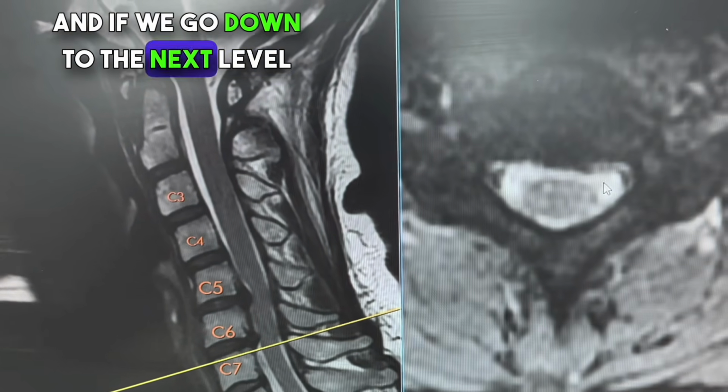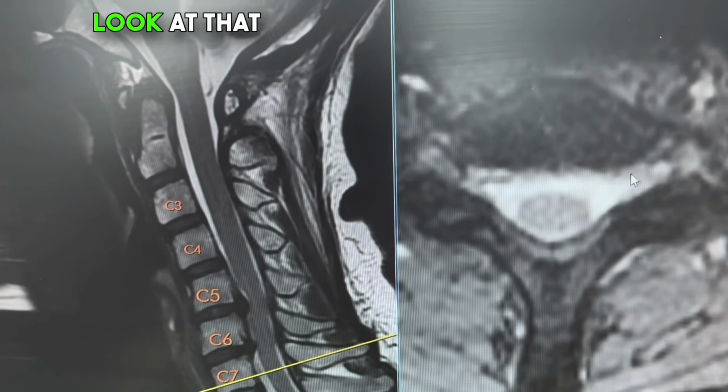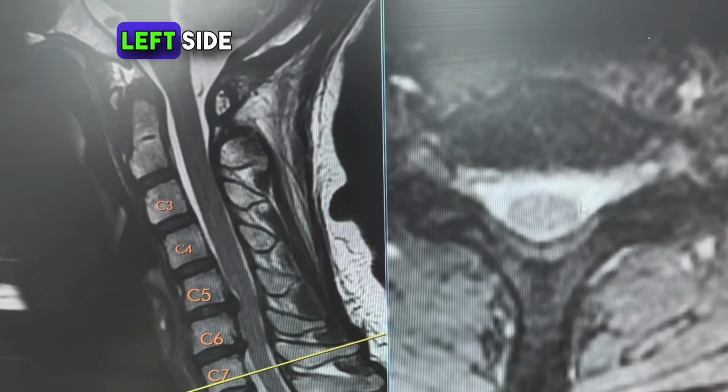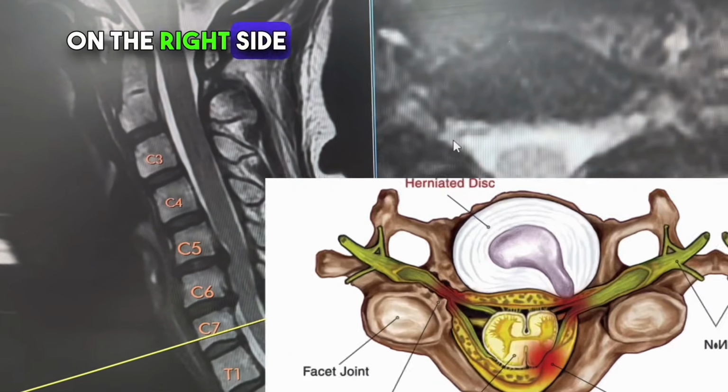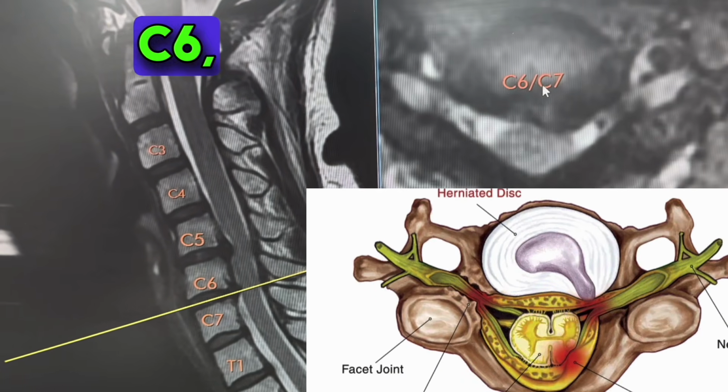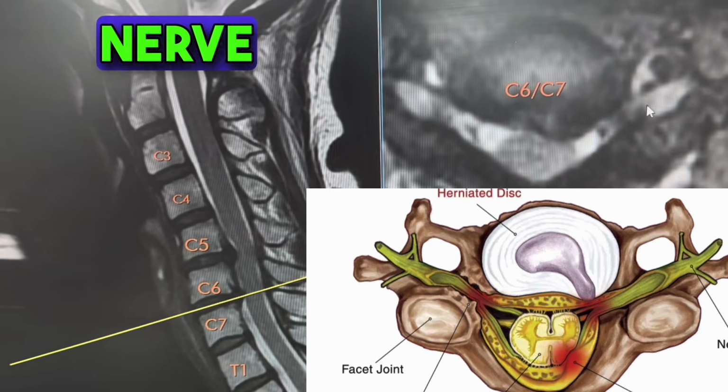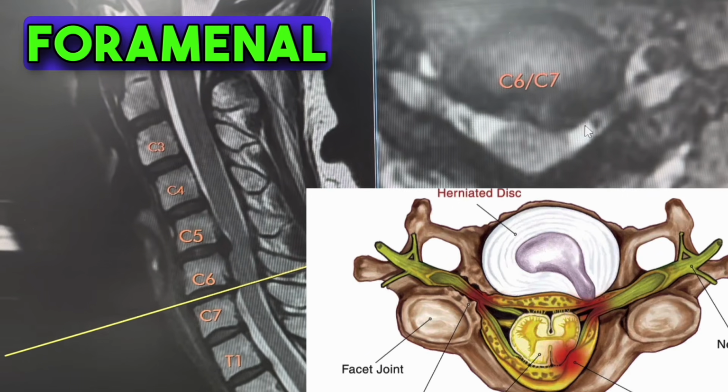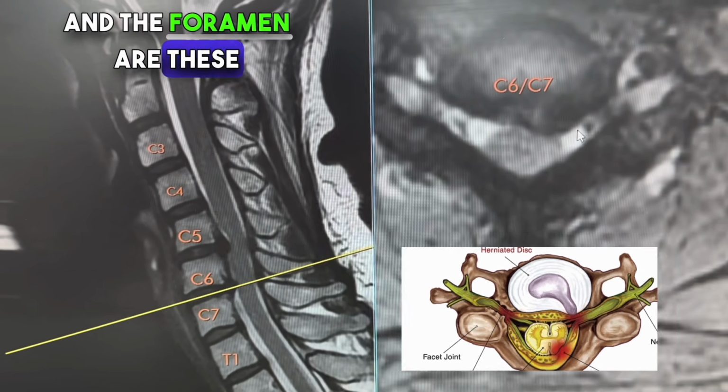And if we go down to the next level, it's going to be nice and wide open. Oh, look at that, nice and wide open. Here's a nerve tunnel on the left side, nerve tunnel on the right side. Here's the C6, C7, so it hits the C7 nerve, and that's where you get foraminal stenosis. And the foramen are these nerve tunnels.